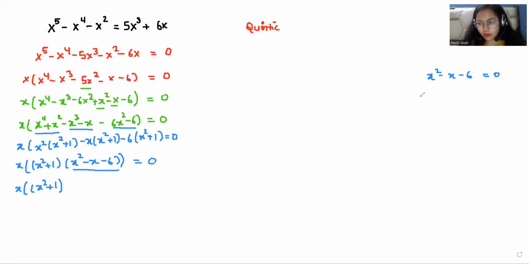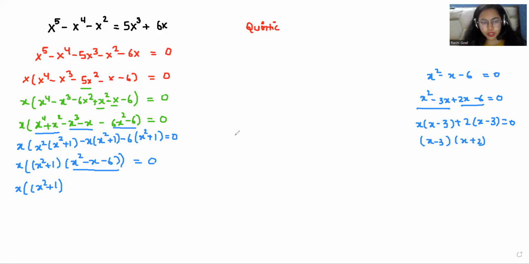So I can write x^2 - 3x + 2x - 6 = 0. Now I can take x as common: x(x - 3) plus, from these two terms, I can take 2 as common: 2(x - 3). Again, x - 3 is common. What is left? x + 2. So in place of this bracket, I can write the two factors, that is x - 3 and x + 2.